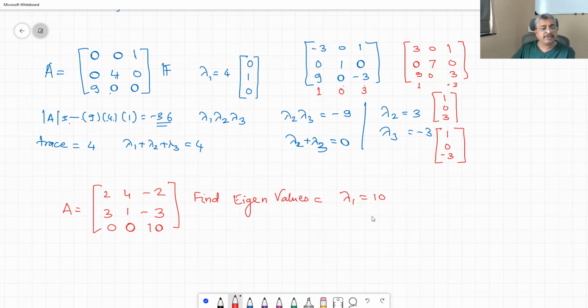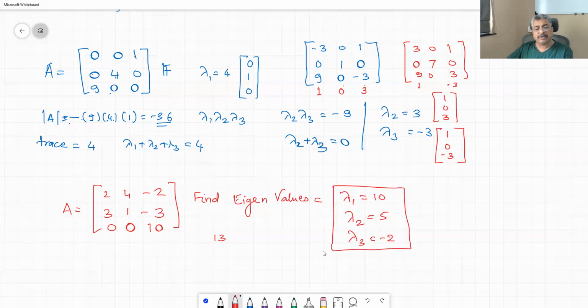So, the value is 10. Now, you can see that the columns add up to 5. Therefore, lambda 2 is equal to 5. And then the trace is 13. So, lambda 3 is equal to minus 2. These are the 3 eigenvalues of matrix A that we have found out without doing any calculation, in a fraction of a second.